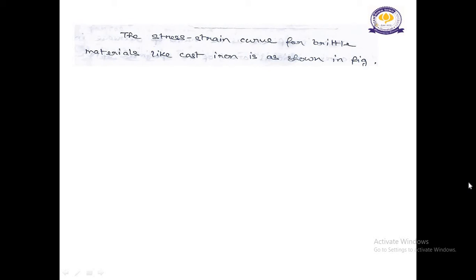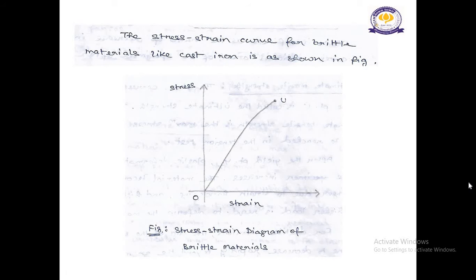So next, we move on to the stress-strain curve for brittle materials. Brittle materials are, for example, cast iron. So in this figure we have the stress-strain diagram of a brittle material, that is cast iron.